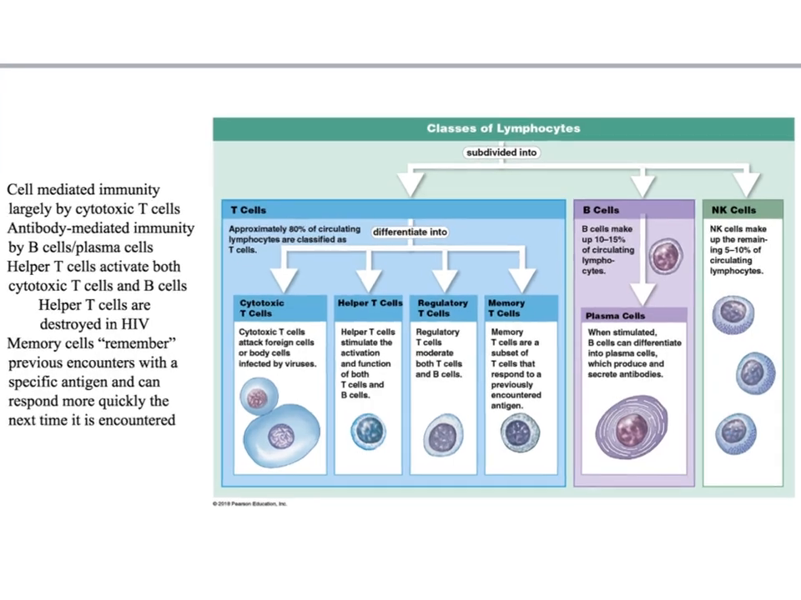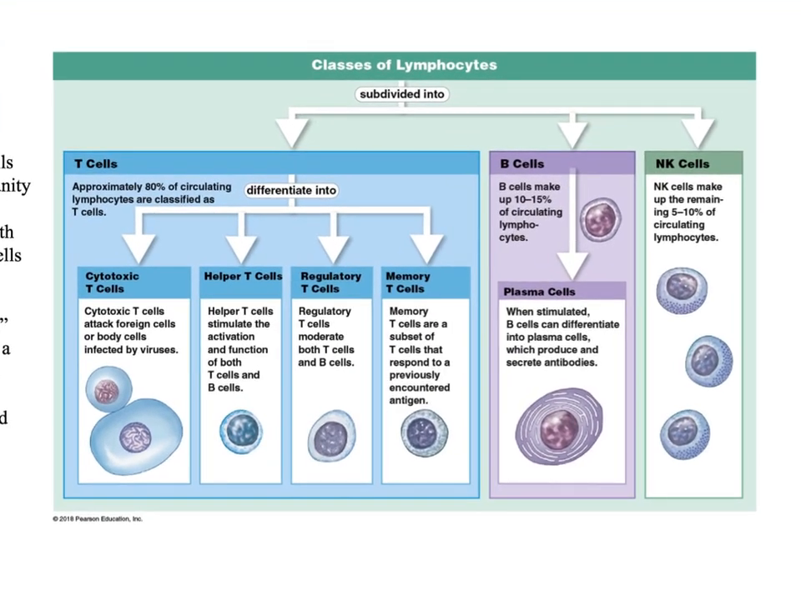And you can look here on the picture. You can read the words later if you want to. But we can see the primary cells we're looking at are T cells and B cells. We already talked about natural killer cells in the innate immunity. They do function a little bit here on the specific immunity as well, but we're really going to focus on T cells and B cells.